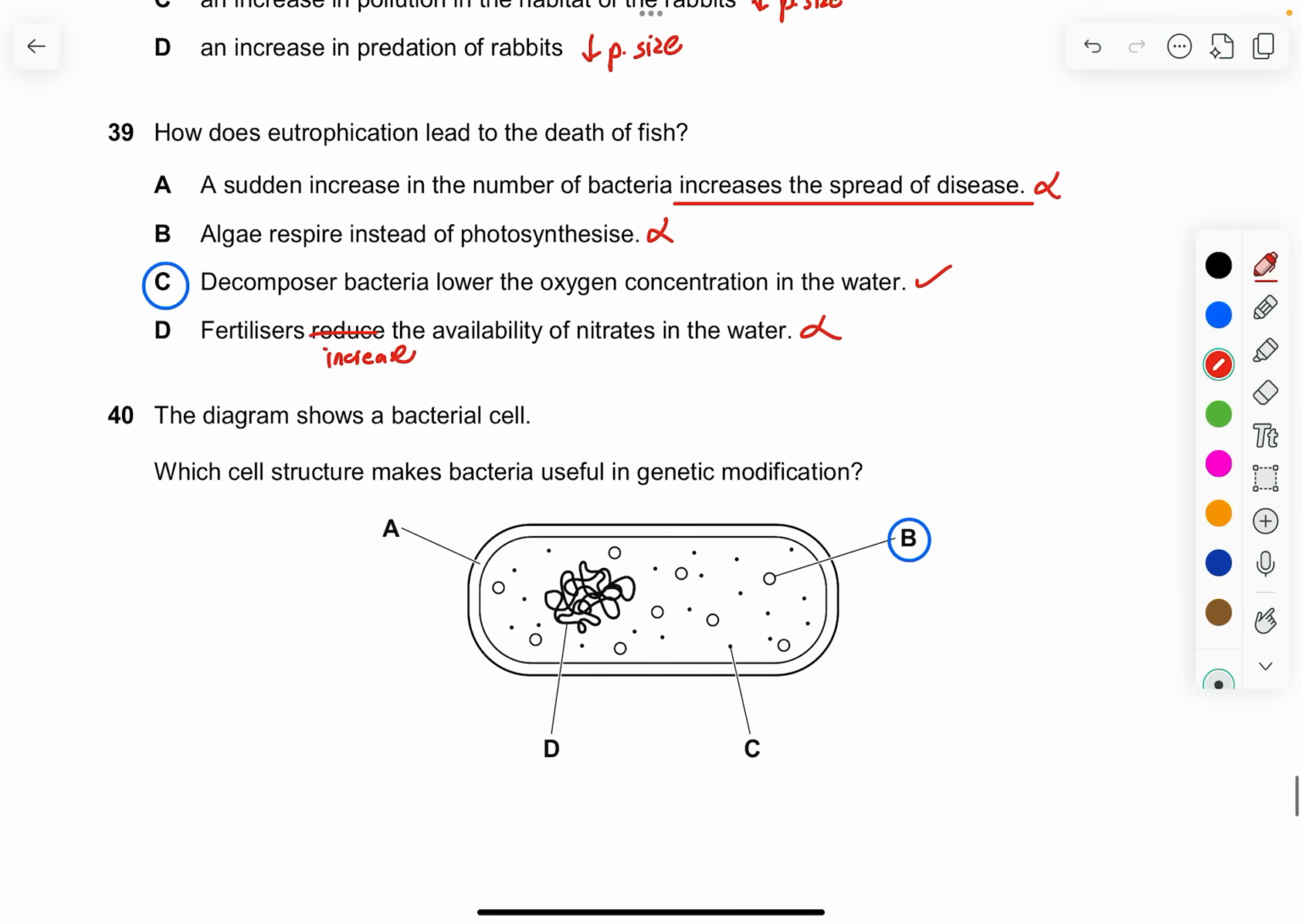Last question. The diagram shows a bacterial cell. Which cell structure makes bacteria useful in genetic modification? It is the plasmid. So the plasmid has small circular DNA rings. The answer is B. C is ribosomes. D is those DNA rings, the circular DNA. And A is technically the cell wall actually. Okay, so the answer is B.